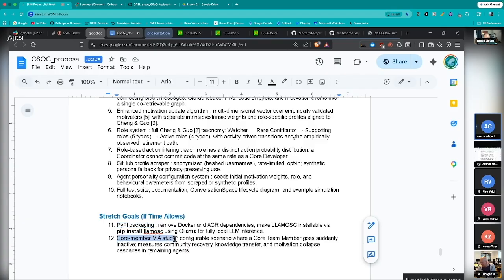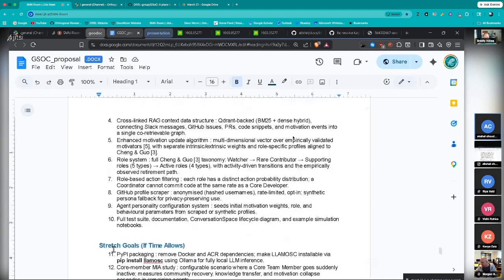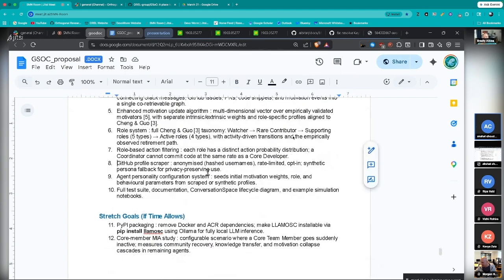And one more thing I wanted to see through is a core member missing in action study. What will happen if a core member suddenly goes inactive? How can we see that without an active person, there's a gap of knowledge, a gap of skill? How can the community of less motivated and less experienced members try to recover? I forgot about mentioning this part. So this study also seems relevant to the aim of the project. And so I'll move the GitHub scraper a bit below. It will be one of the stretch goals. However, I think it will be possible.